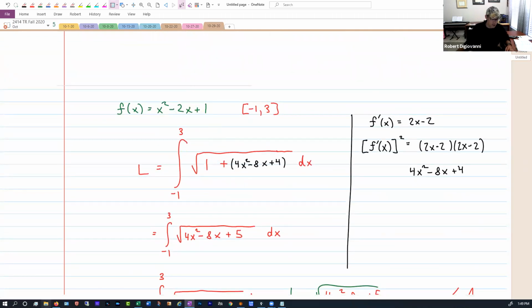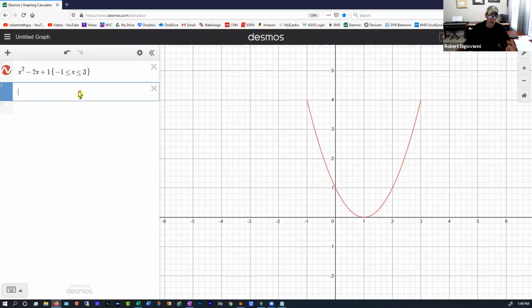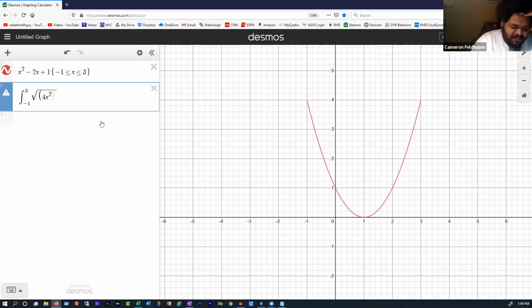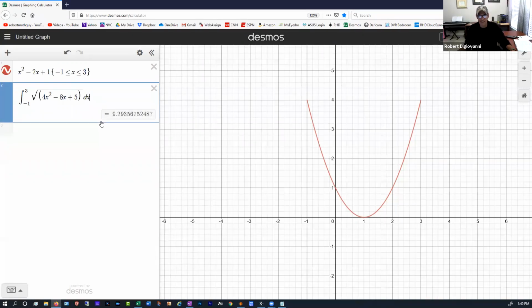Because we did spend some time on that, let's at least find out what the answer is. So let's do the integral from, what was it, -1 to 3 of the square root of 1. Wait, what was it when we added? It was 4x squared. No, was it 4x squared? No. 1 plus 4x squared minus 8x plus 4. So it became +5, right? Before we completed the square? Yes, dx. Boom. 9.2935.